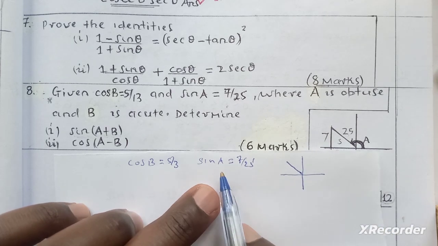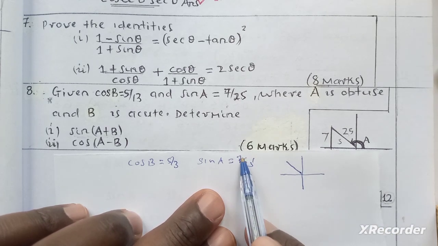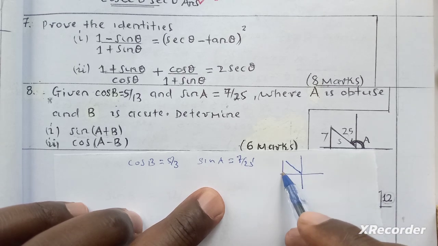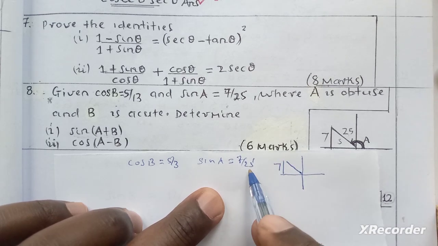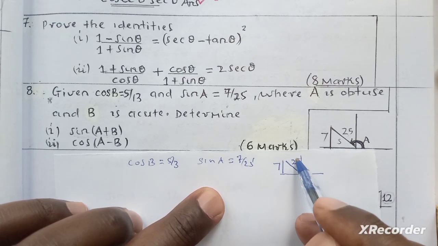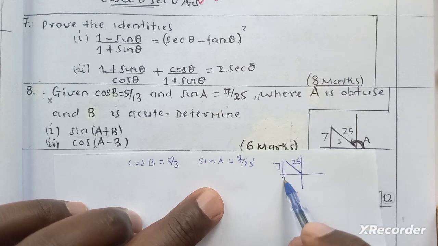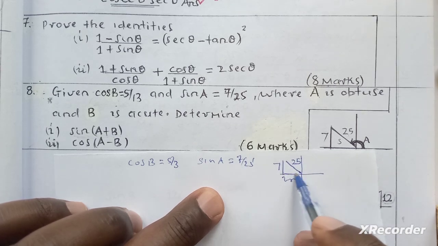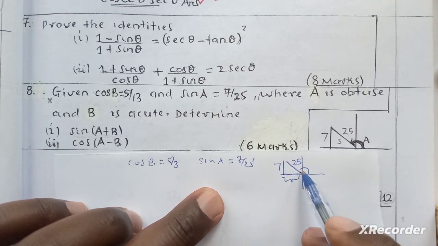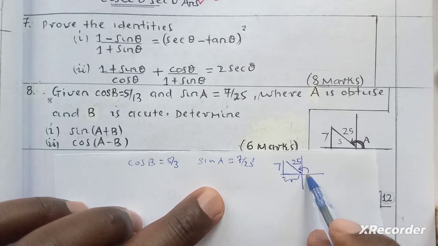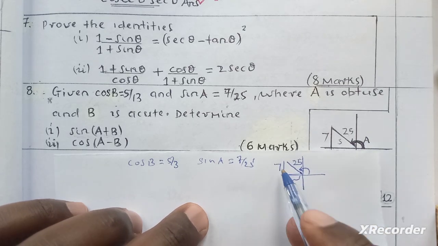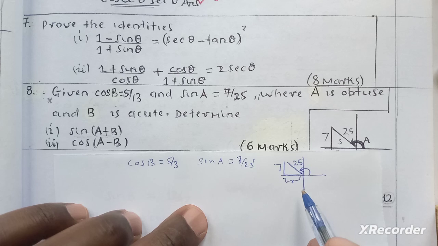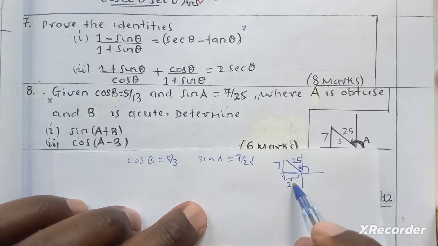So we know sine is opposite, which is here 7, all over hypotenuse, that is 25. So we will find this value by use of the Pythagoras. So our angle is that. By using Pythagoras, this one will give us 24.